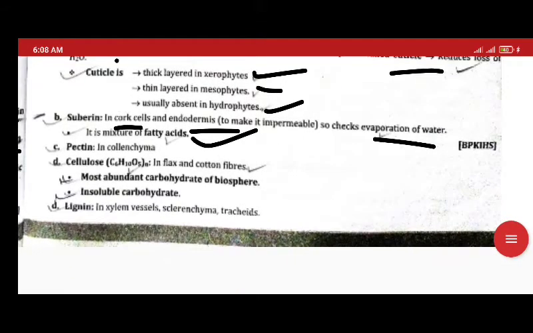We will study this in plant anatomy. It checks evaporation of water. It is a mixture of fatty acids. Now pectin is in collenchyma. You can remember it by a trick: PECO, pico. Now cellulose is in flax and cotton fiber. The most abundant carbohydrate is cellulose, and it is insoluble also.